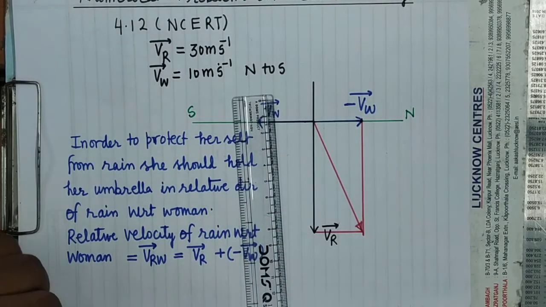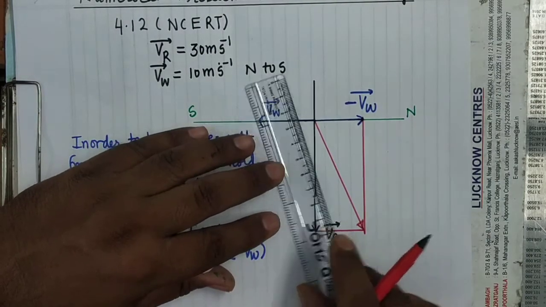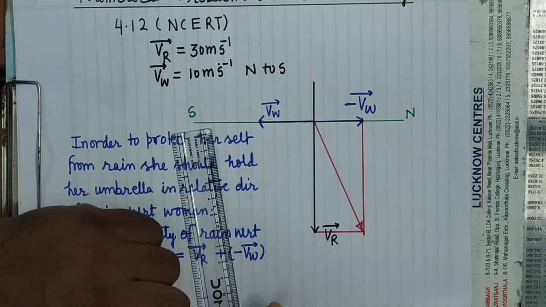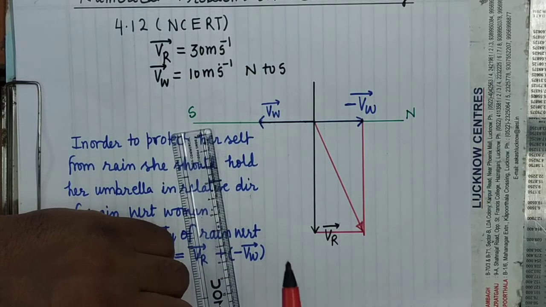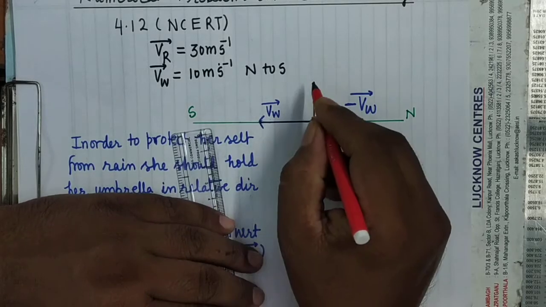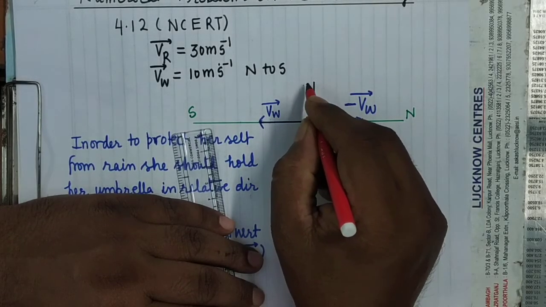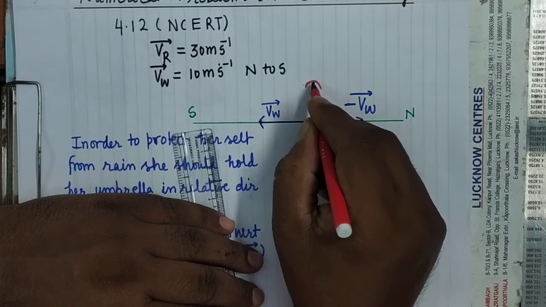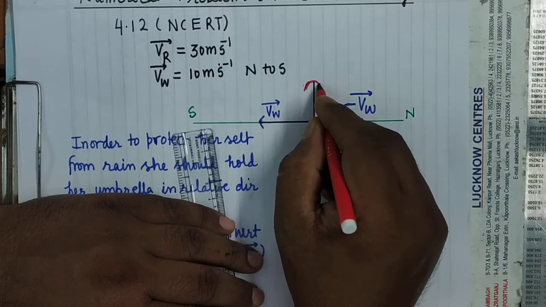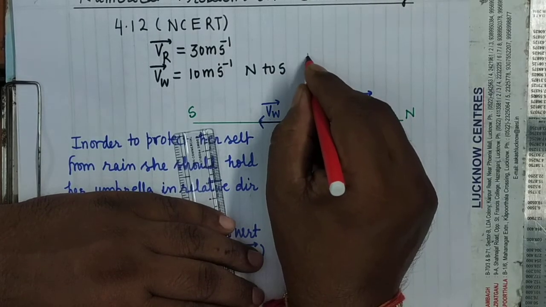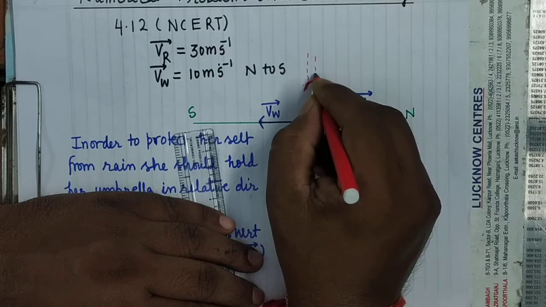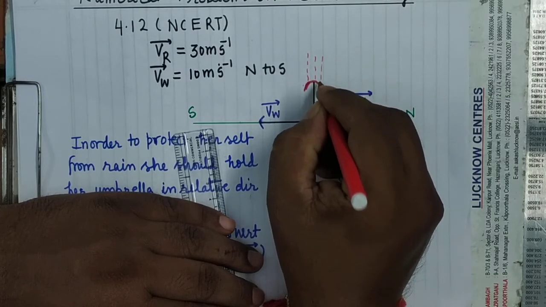It's clear. Means in order to protect herself from rain, if suppose she is not bicycling, suppose she is standing at a place and rain is falling vertically, then what will be the position of the umbrella? Position of umbrella will be this. If she is standing at a place and rain is falling vertically, then she will hold the umbrella vertically upward on her head.